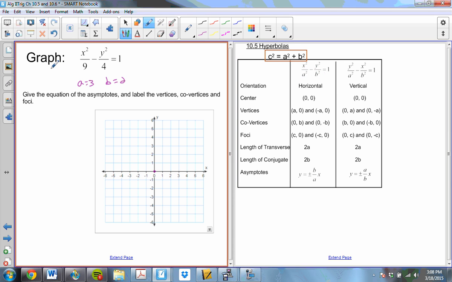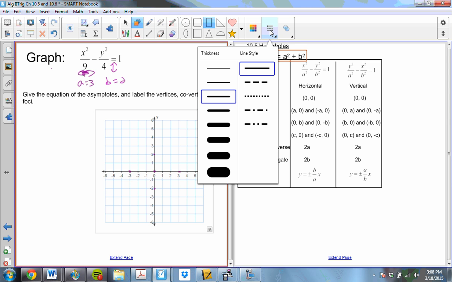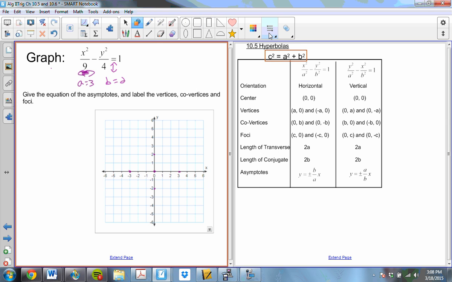So, from the center, if I go left and right 3, and up and down 2, those are my horizontal and vertical distances. Whatever number comes beneath the x variable moves left to right. Whatever number comes beneath the y variable moves up and down. And then I do this kind of weird but sort of nice little thing. I'm going to draw a box, and this box is going to contain the 4 points that I just graphed.